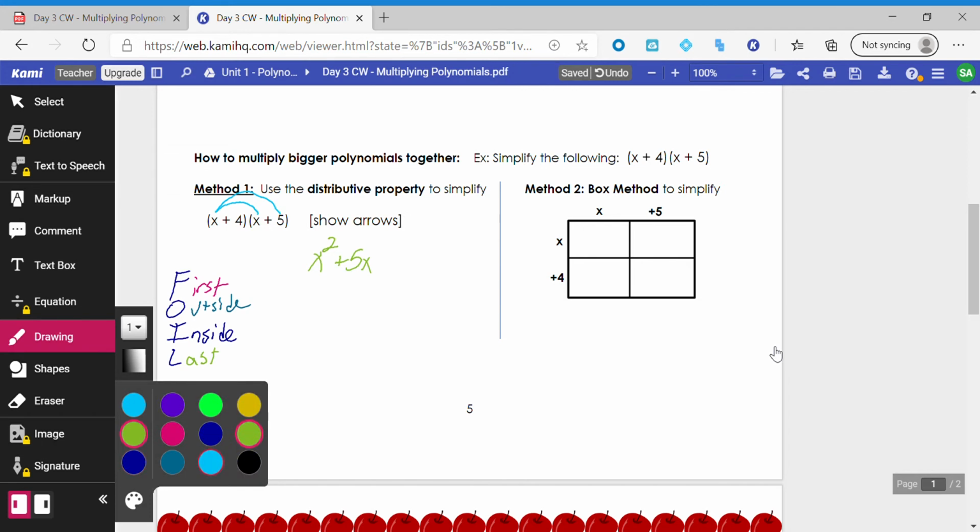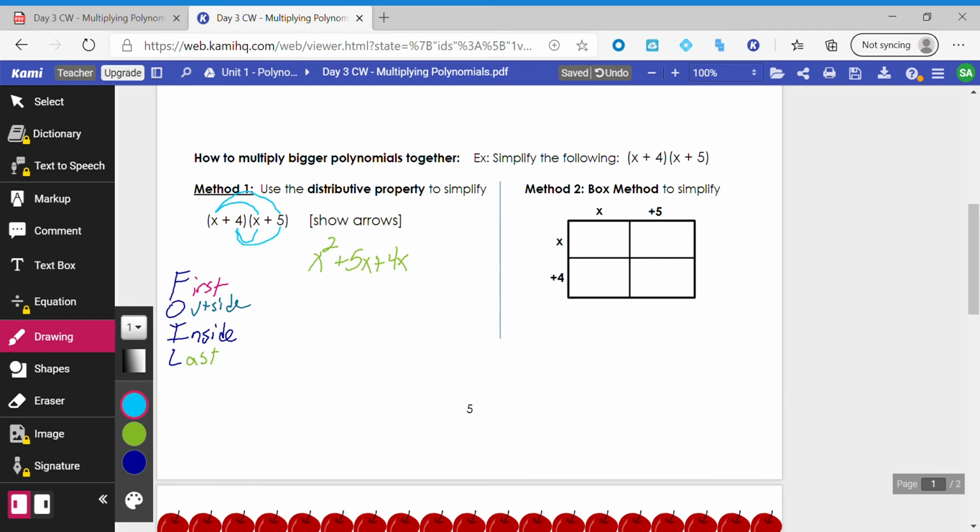Inside stands for the 2 items that are on the inside part of this problem. So the 2 middle terms, so 4 times x, since they're on the inside, the middle part of it, just smush them together, plus 4x. And then last, so the last terms in the parentheses. So 4 is the last term in the first parenthesis, 5 is the last term in the second parenthesis. 4 times 5 gives me plus 20. What I'm going to do now is combine the like terms. Here we see we got 5x and 4x. Because they're the same thing, I can add them together. So x squared plus 9x plus 20.